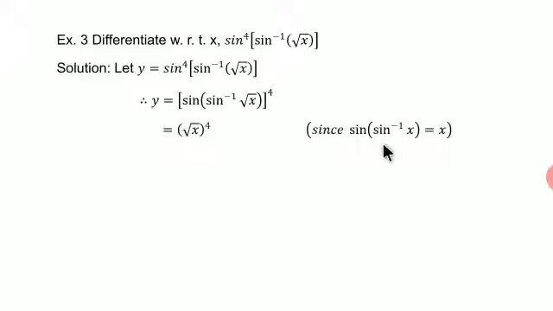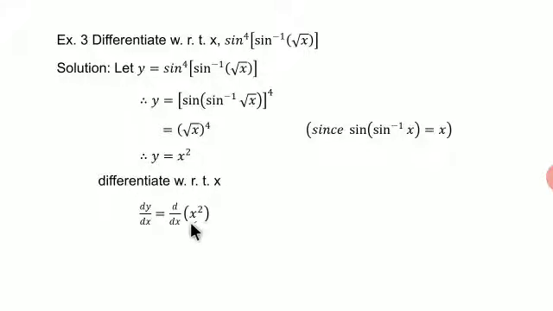We use here the formula sine of sine inverse x is equal to x. Now square root x raised to 4 means x square. Hence we get y is equal to x square. Differentiate with respect to x, we get dy by dx is the derivative of x square, which is 2x. Hence we get dy by dx is equal to 2x.